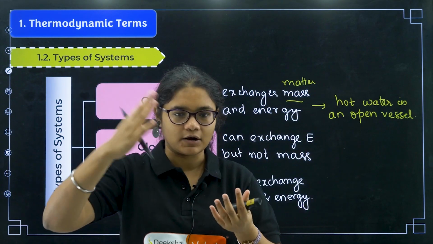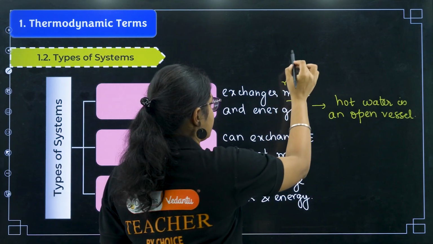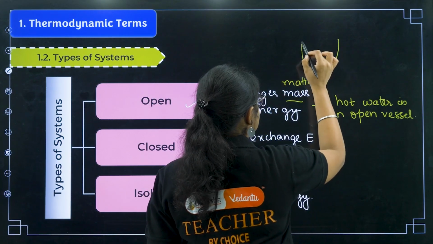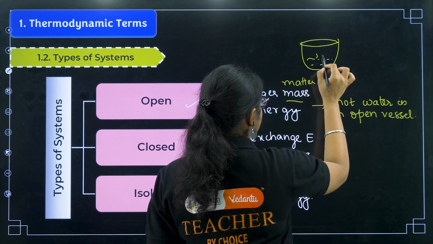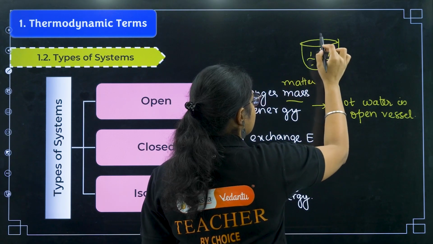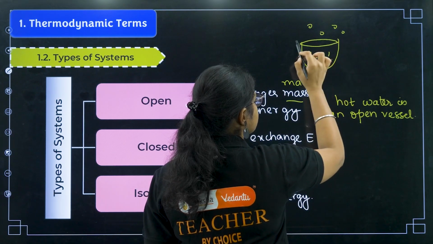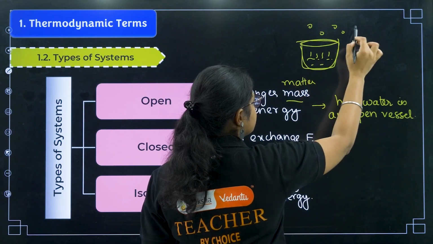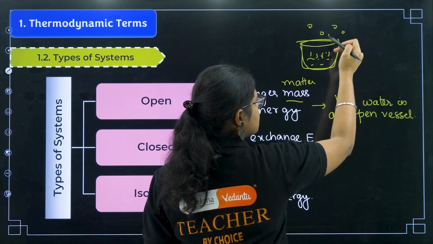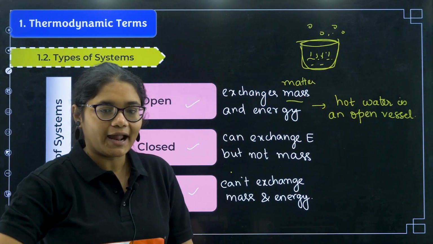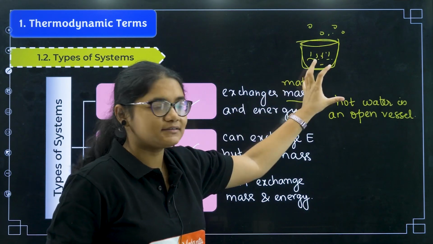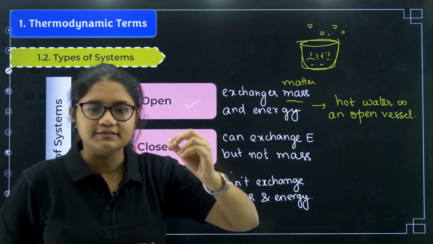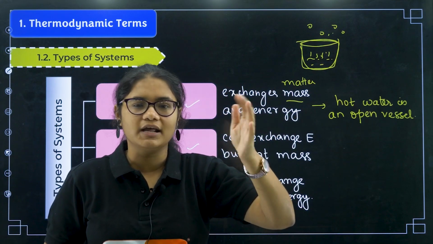Okay, with the surrounding. Now suppose I draw a diagram to make you understand. Suppose this is a beaker, and you have hot water here. Now what happens? Water is evaporating, so this part is your system and this is your surrounding. You are exchanging matter with the surrounding, and after some time you will find that this bowl has lost its heat, the water has become cold.